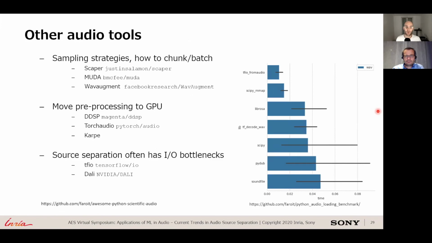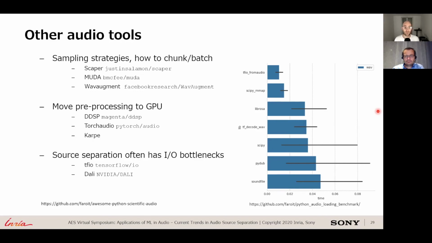Now, there are a few other tools that are very important for research on source separation, and many people don't think of the importance of these tools. For example, sampling strategies: how you would actually combine and assemble your dataset. There are many ways. For example, there's a tool called Scaper that allows you to reproducibly create datasets based on single utterances or single stems. There is the Muda library that allows you to render augmentations on the fly. There's WavAugment from Facebook AI that does the same thing, but on time domain signals very efficiently.